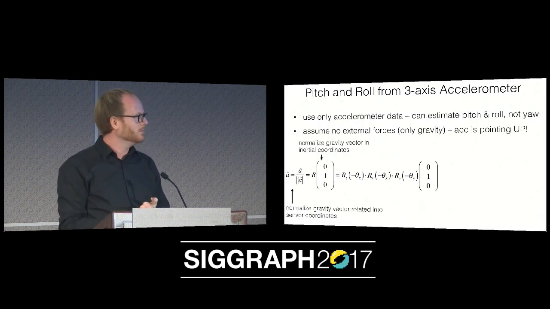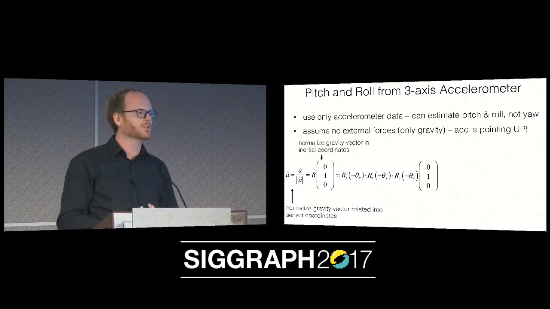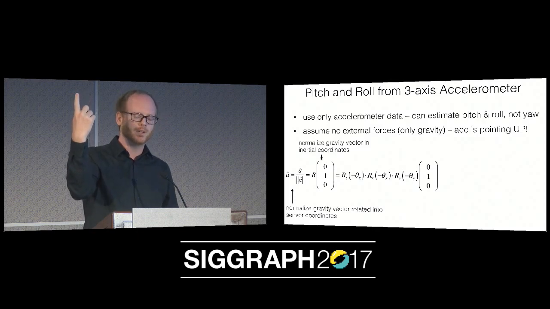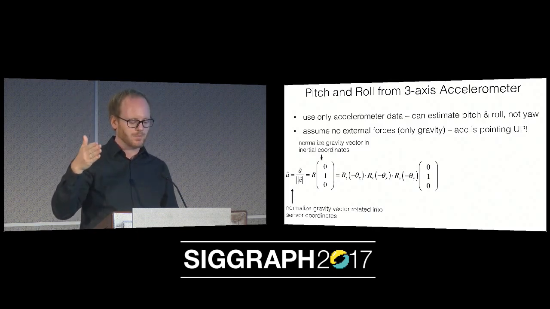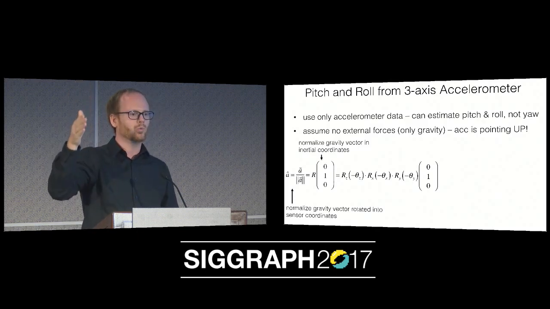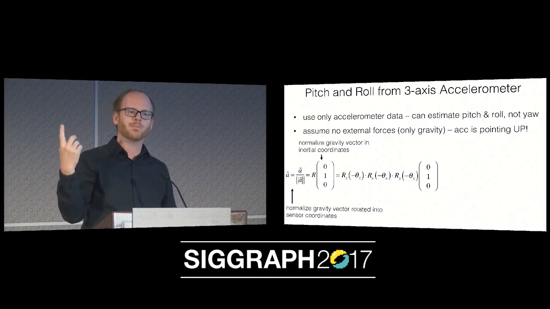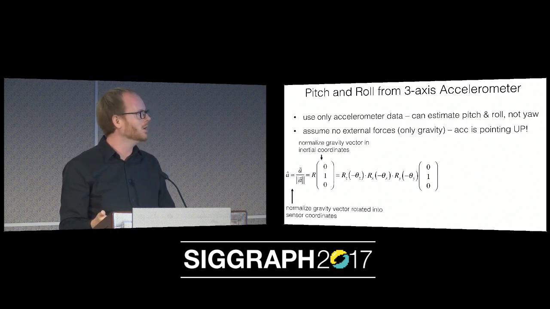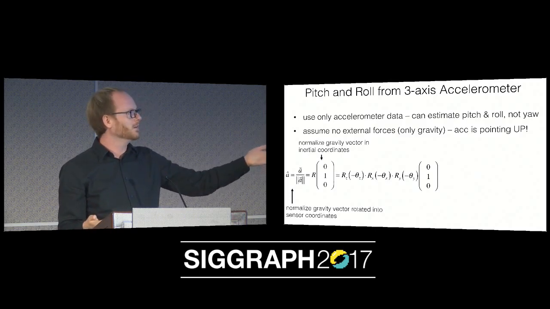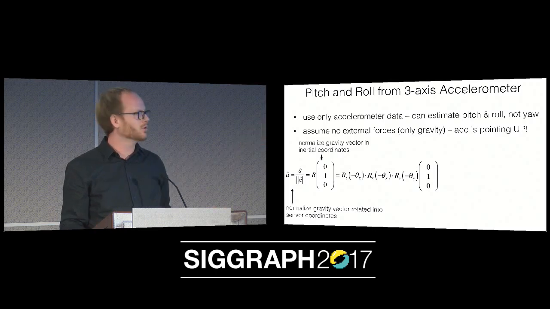So this may seem a little bit complicated, but the intuition is actually quite easy. It's the same thing that we just used. On average, the accelerometer value should point up in the world coordinate. So that means the vector 0, 1, 0, which represents the up vector in global space, rotated into the local coordinate system of the IMU, should be basically equal to our normalized measurements.